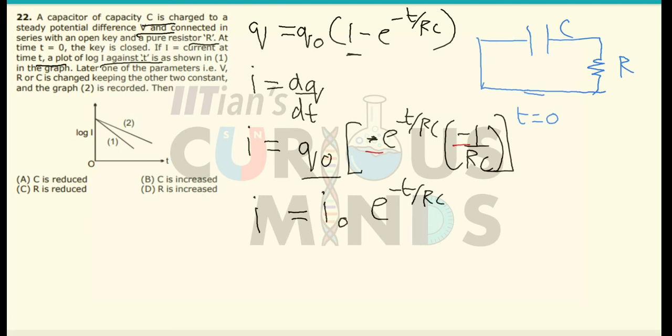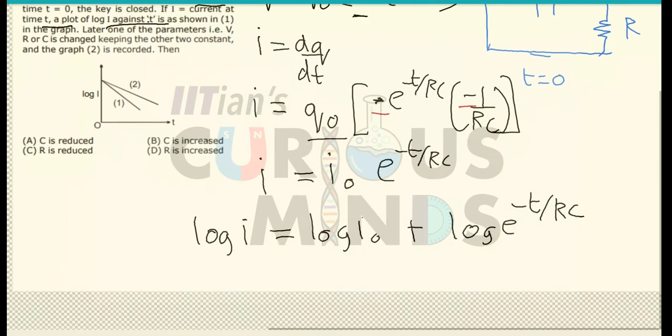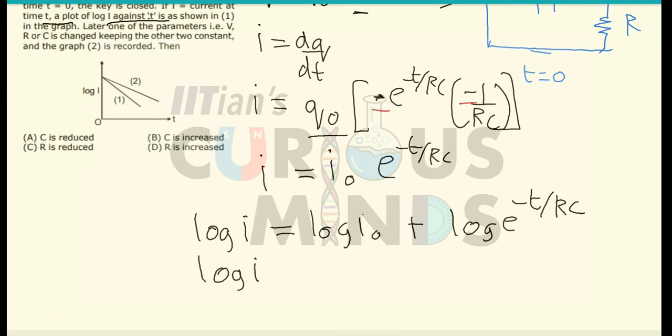Over here the graph of log I is developed. If I take the logarithm on both sides, it will be log I = log I0 plus log e^(-t/RC). This is a natural logarithm. So log I will be equal to log I0, which is a constant value, plus, the log and e cancel out, minus t/RC.